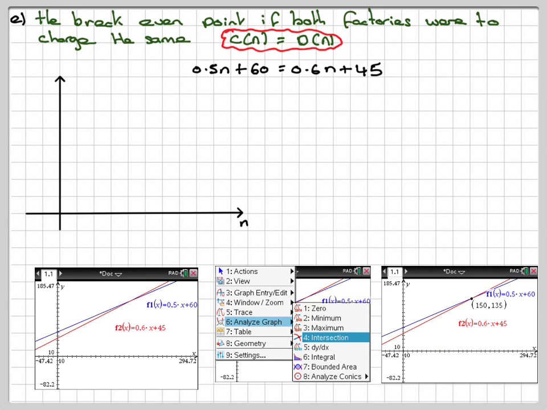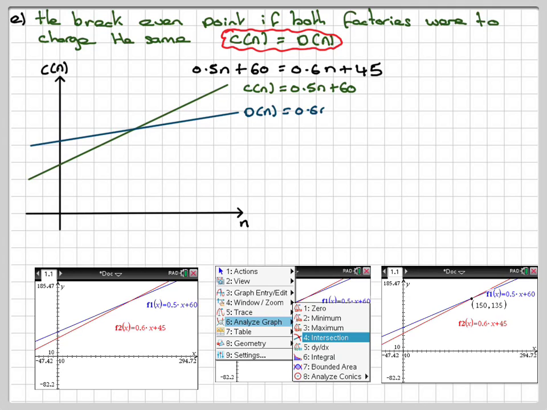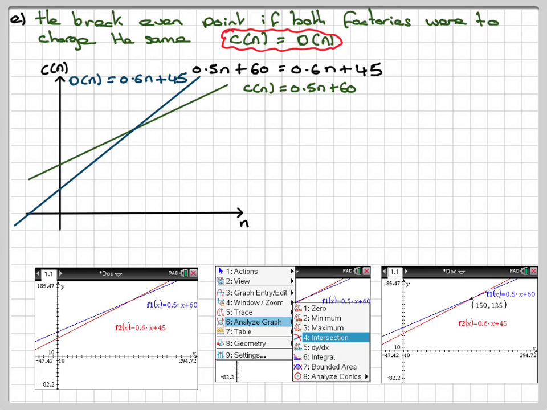What we need to do now is draw a little graph. So this is n, the number of glasses made. This is the cost. Draw roughly the first graph, C of n is equal to 0.5n plus 60. Remember that's the blue one. And then draw on the red one in the right place.